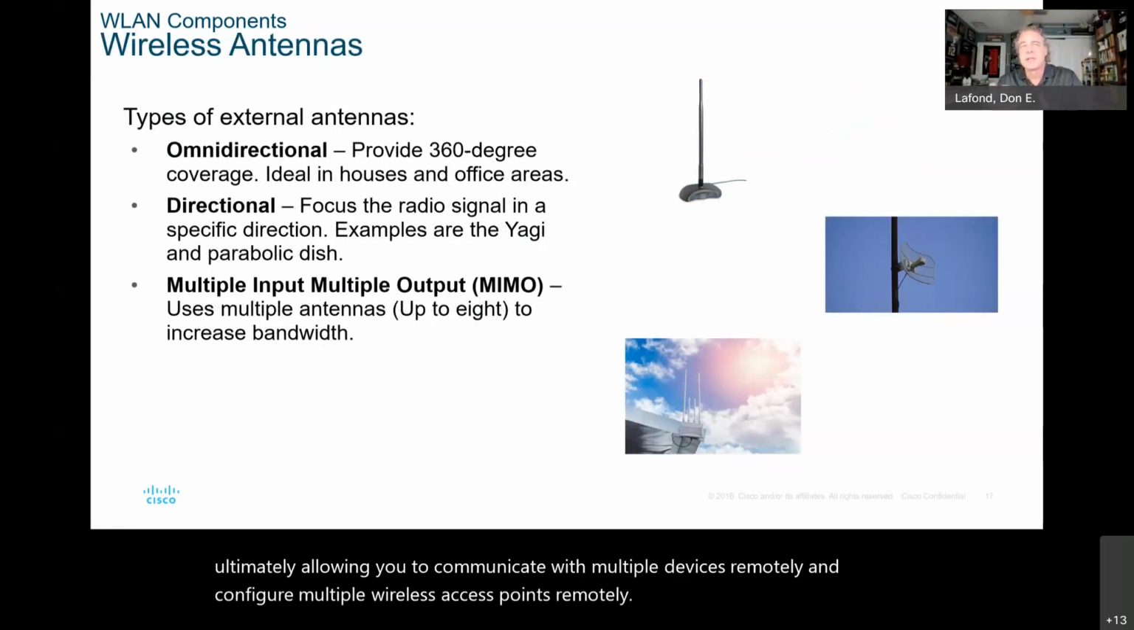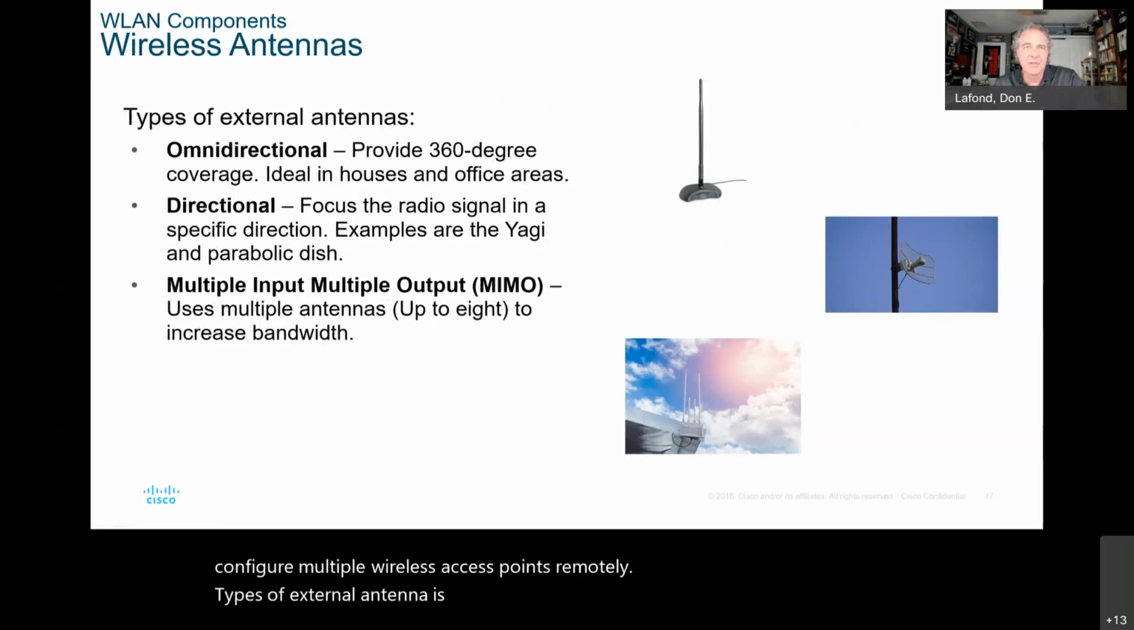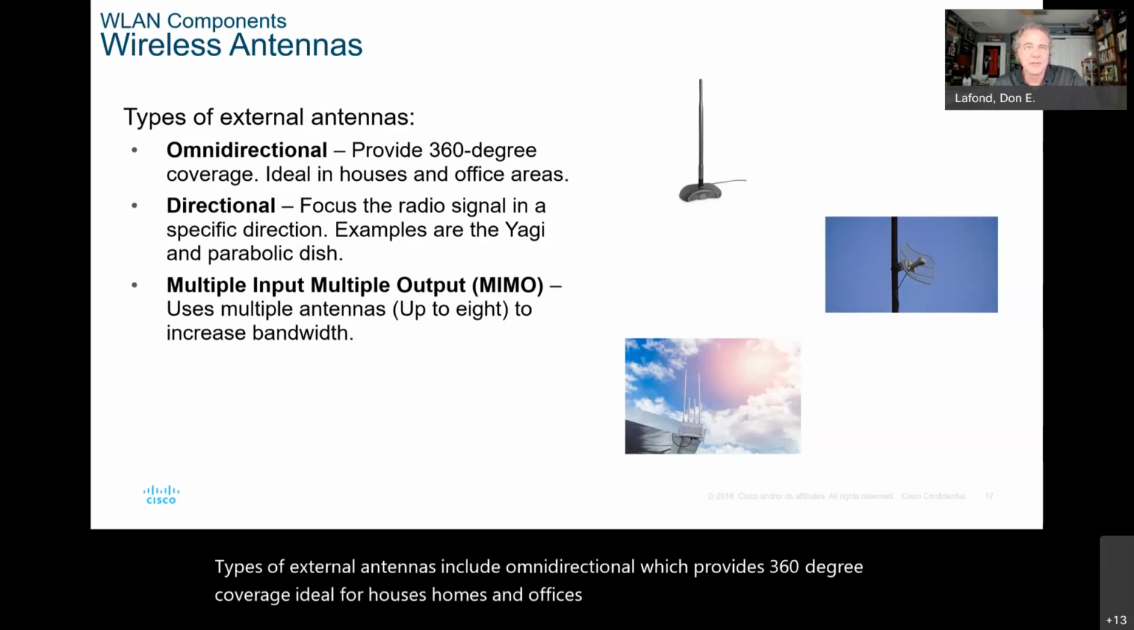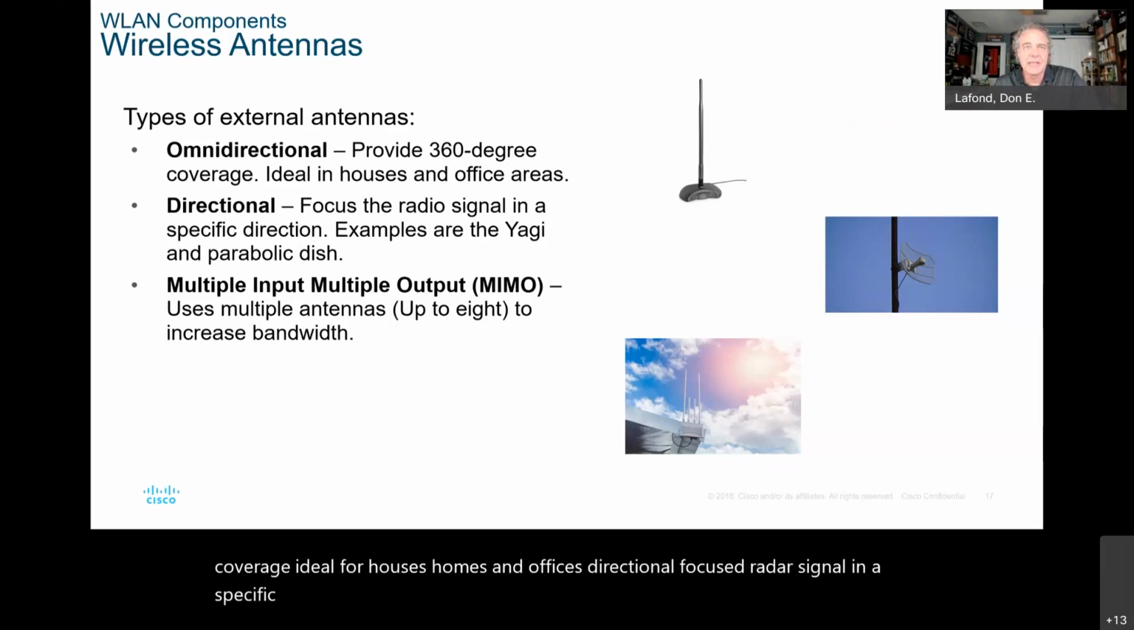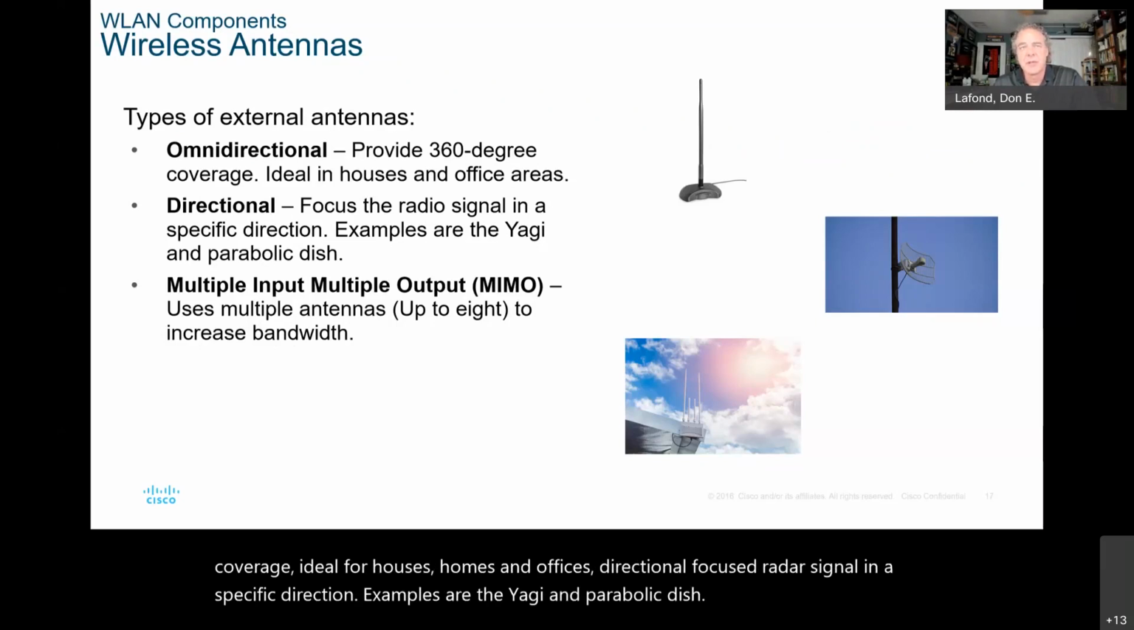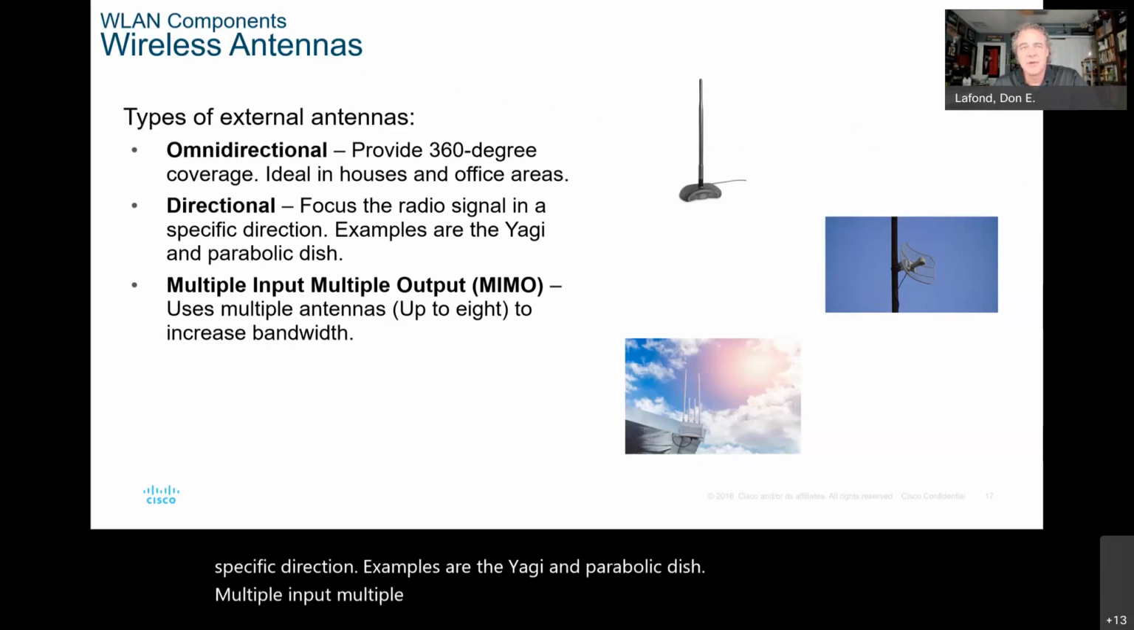Types of external antennas include omnidirectional, which provides 360-degree coverage, ideal for houses, homes, and offices. Directional, focused radar signal in a specific direction. Examples are the Yagi and parabolic dish. Multiple input, multiple output antennas, MIMO, use multiple antennas, up to 8, to increase the bandwidth.